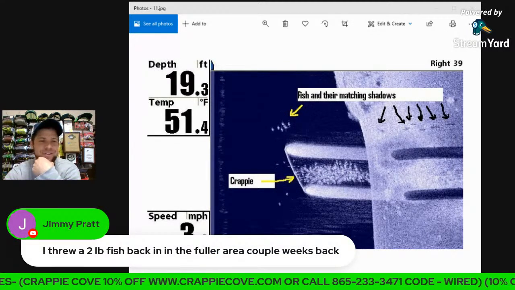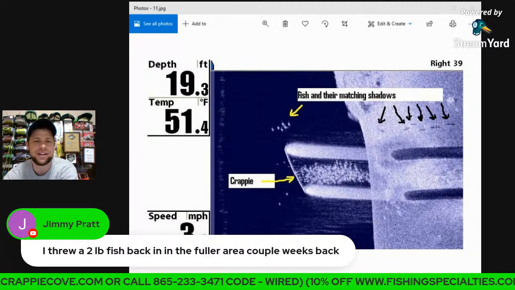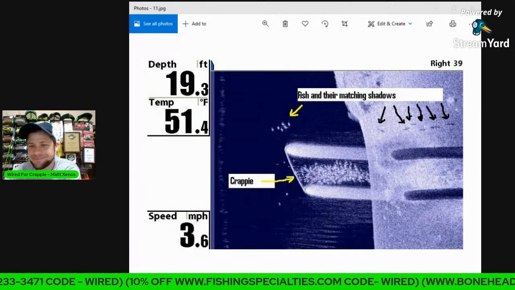Jimmy says, I threw back a 2-pound fish. I threw a 2-pound fish back in the Fuller area a couple weeks back. Well, maybe you can go get him again. You need him.